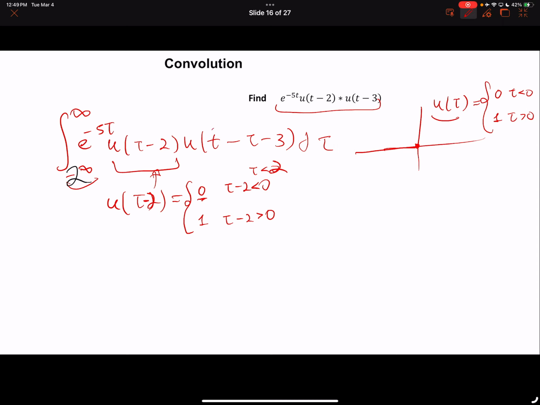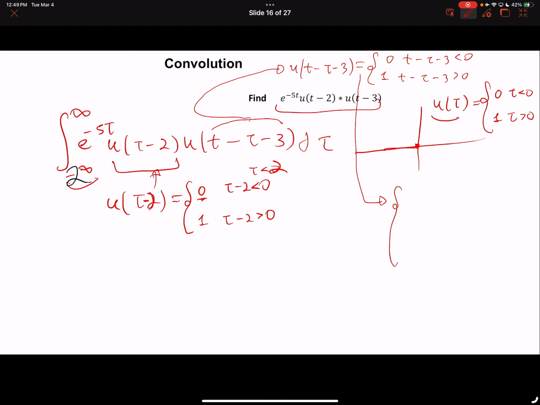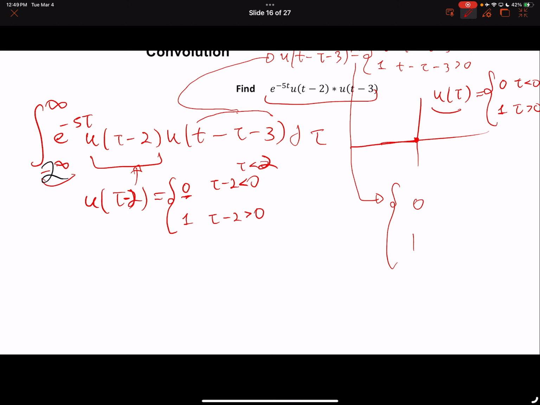Now let's look at this argument here. Again, now we're going to have u of t minus tau minus 3, 0 whenever t minus tau minus 3 is less than 0, 1 whenever t minus tau minus 3 is greater than 0. I can move the tau to the other side.